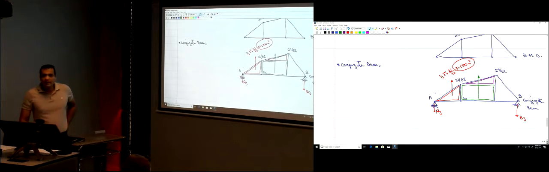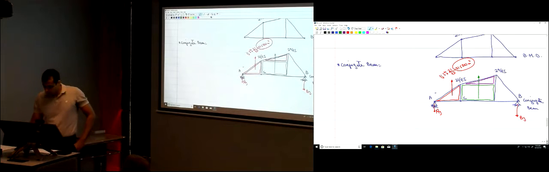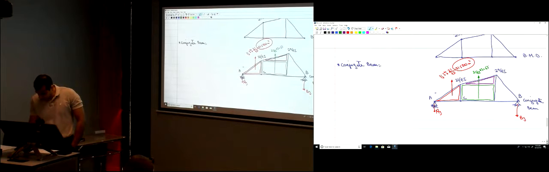The area of that rectangle is the base times the height, so you have 24 divided by EI times 3, which is equal to... Wouldn't it be 21? Yeah, 21, sorry. 21 times 3, so that's 63 kilonewtons meter square.